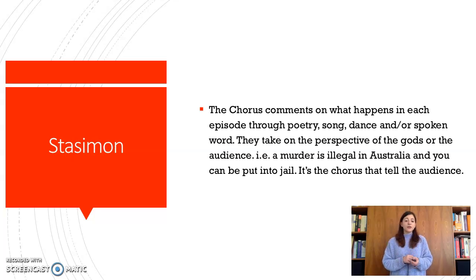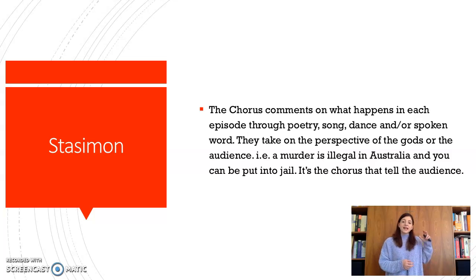After the episode, we have something called the stasimon. The stasimon is when the chorus comments on what has happened in the episode through either poetry, song, dance, spoken word. It really depends on what the chorus chooses to do.